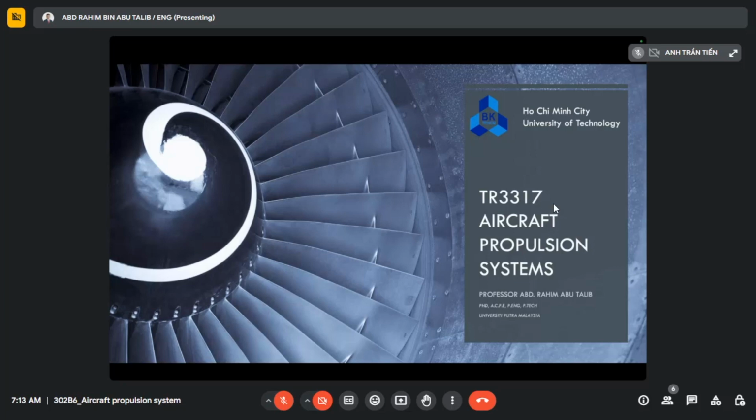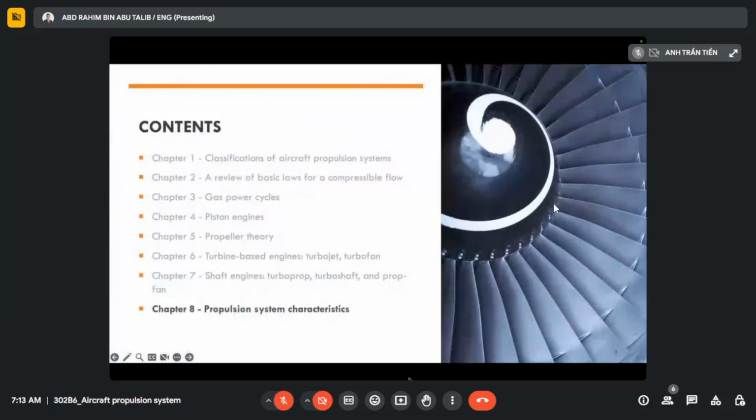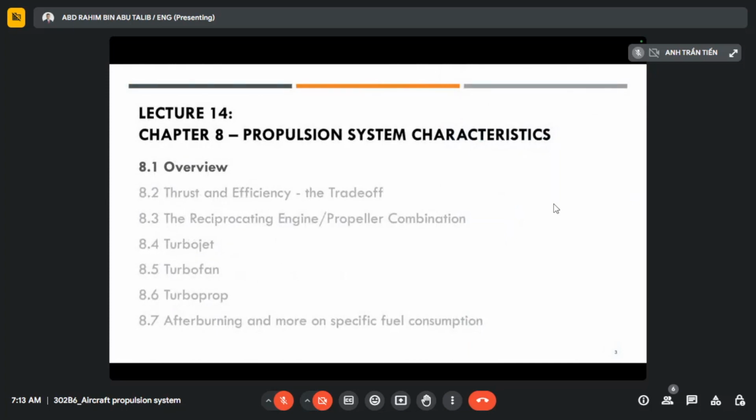Course on aircraft propulsion systems. We are already at the end of the semester. We are on chapter number 8, propulsion system characteristics. So today we are going to look into the chapter on propulsion system characteristics.